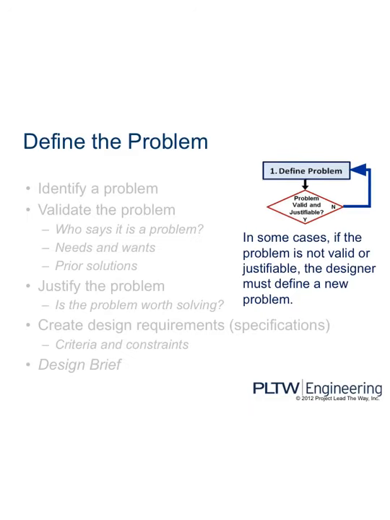The last part of step one is to really make sure that the problem exists. In some cases, if the problem is not valid or justifiable, the designer must define a new problem. So if you come to a situation where you know you have a problem and you realize that this can't be solved, that's when you would go back to your client or the designer and talk about it: okay, this is not something that we can do. We need to make sure that we have a problem that you can solve before you begin. If there's nothing to solve, then there's no need to move any further. Next, we'll talk about step 2 on a later date.